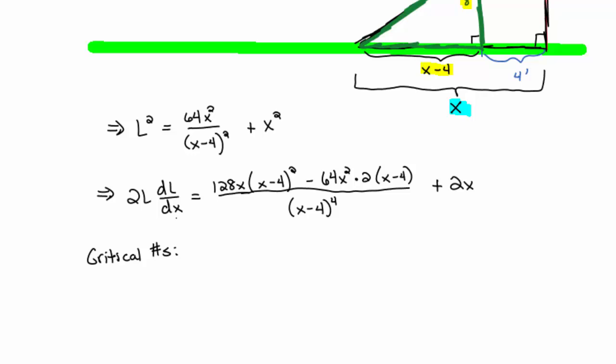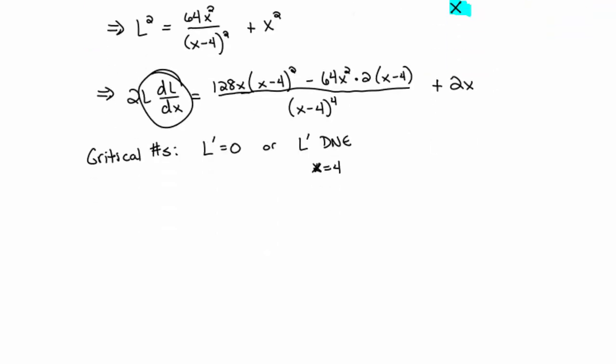And the critical numbers for this function L will occur when L prime is 0 or when L prime does not exist. Now, L prime does not exist when x is equal to 4. So I happen to know that I don't have L prime when x is 4, so I can avoid that. Also, L prime is equal to 0. Well, if you set L prime to equal 0, that means that this piece right here turns into 0. And so you end up getting that 0 is equal to, and now use some algebra from way back when, right? Both of these have 128 in it, which you can divide.